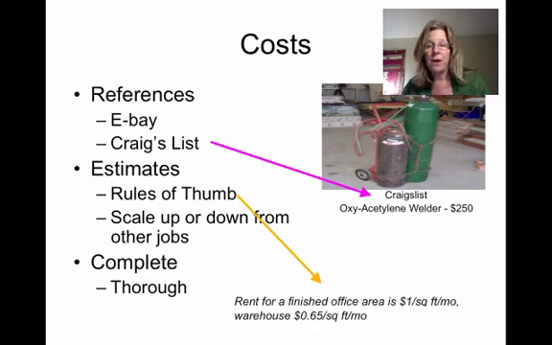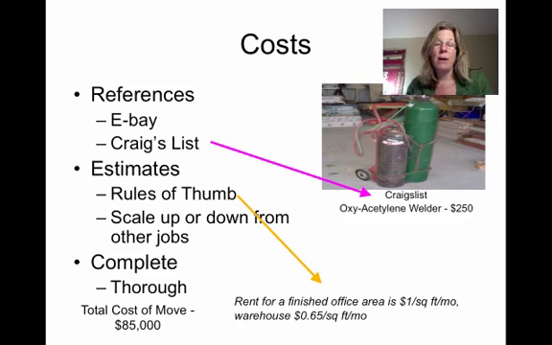You can use rules of thumb. For instance, rent for a finished office building in San Luis Obispo is about $1 per square foot per month. For a warehouse or an unfinished area, it's about 65 cents per square foot per month. So you can use that as an initial cost of a new layout, but you can also use it for a savings. If you're freeing up some square footage, you can use this rule of thumb to help you to figure that out.